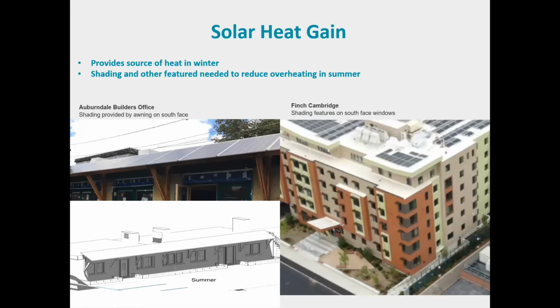So in passive house buildings, this is actually one of the sources of heat in the winter months. We want sunlight coming into those south-facing windows and generating some heat for the building. But in the summer months, we want to block that out so the buildings don't overheat. So you can see some examples of that here. On the left is the Auburndale Builder's office. Those solar panels are on an awning hanging out over the south side of the building, and that provides shading in the summer. So the sun is up high in the sky and it's not able to directly go in the windows. But in the winter, it goes straight in.